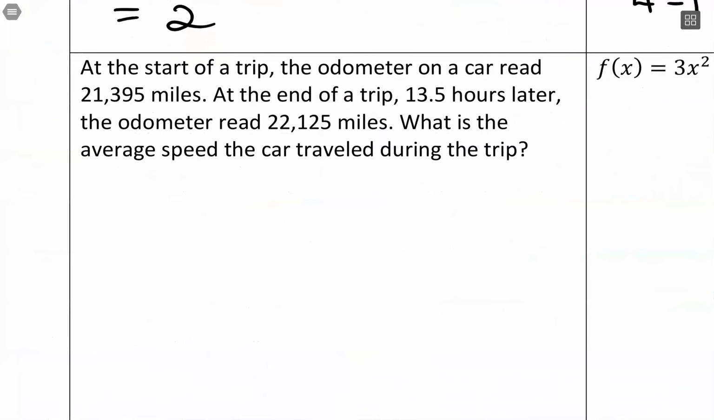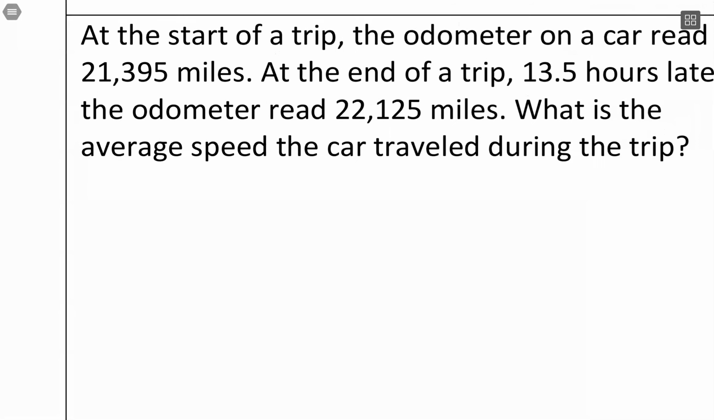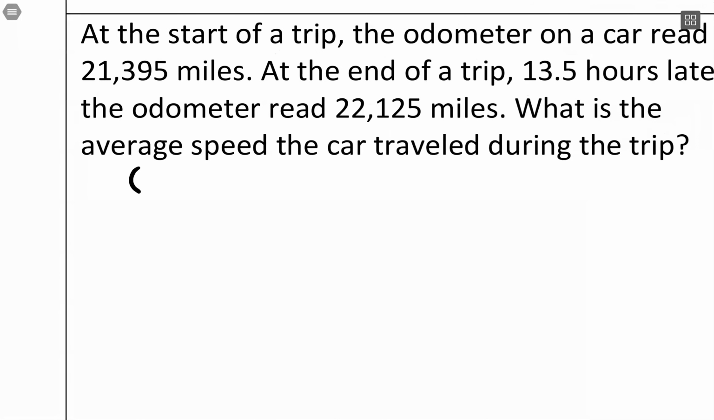All right, a word problem. At the start of a trip, the odometer on a car read 21,395 miles. At the end of the trip, 13.5 hours later, the odometer read 22,125 miles. So what we're getting here are 2 coordinates. At the start of the trip, at hour 0, our odometer said 21,395 miles. And then after 13.5 hours, we saw the odometer said 22,125 miles.